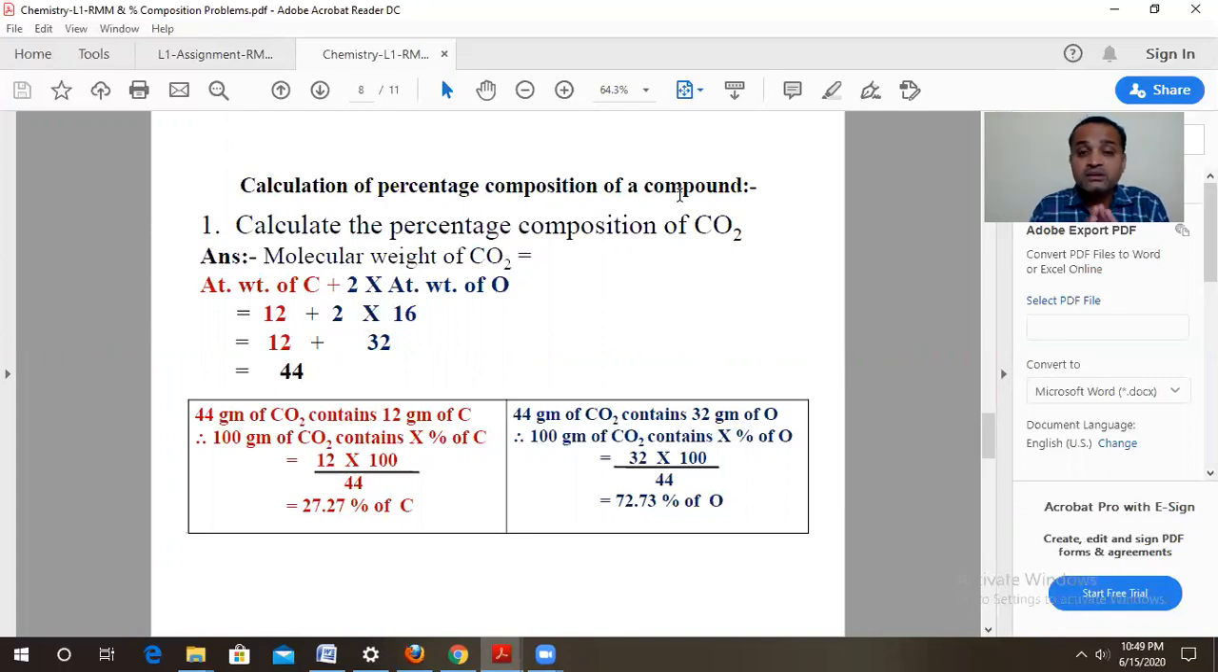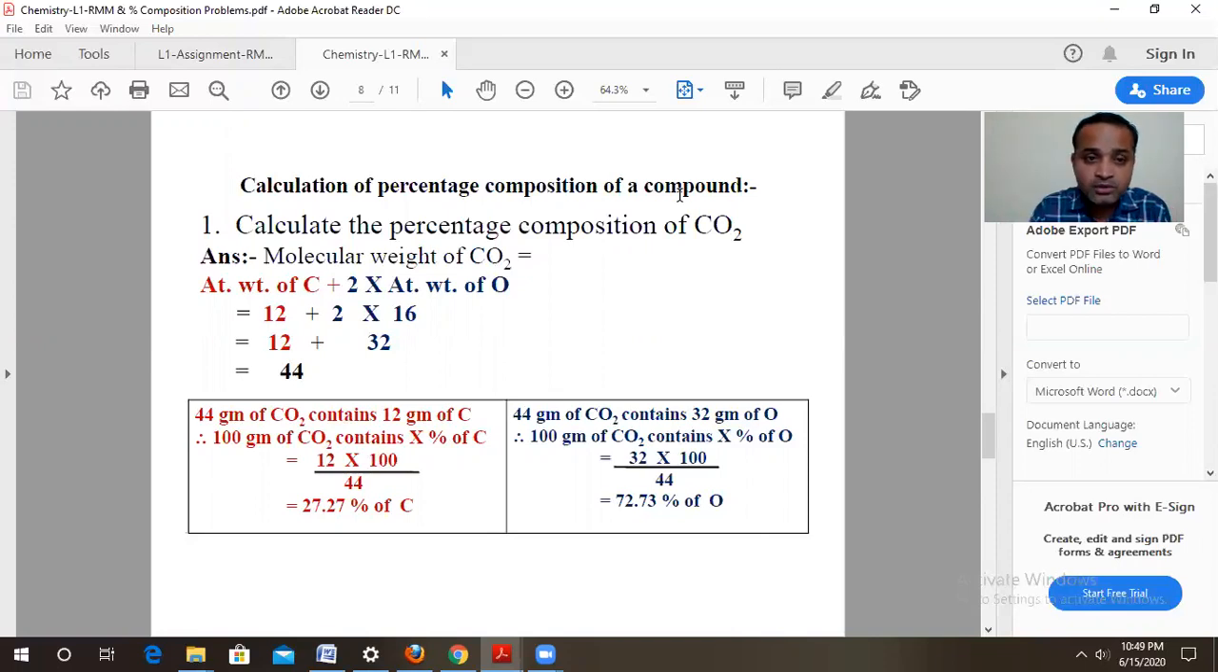We know that the total mass of carbon dioxide is 44. In this 44, how much percentage of carbon is present and how much percentage of oxygen is present, that is nothing but finding the percentage composition of a compound. How much percentage of each atom or each element is present, that is nothing but the percentage composition of a compound.